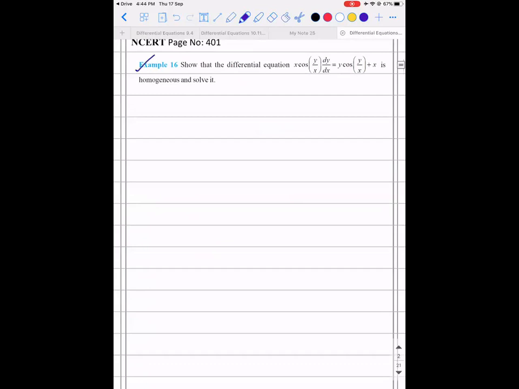Okay. 16th one. Show that the differential equation x cos(y/x) dy/dx = y cos(y/x) + x is a homogeneous differential equation, and solve it. So the solution here is again, first write dy/dx equal to what? So what is dy/dx? y cos(y/x) + x divided by x cos(y/x). Right, let this be equation number 1.